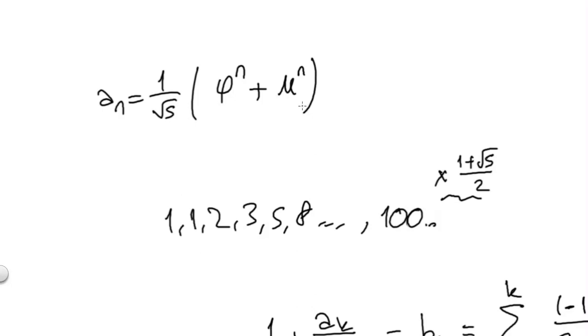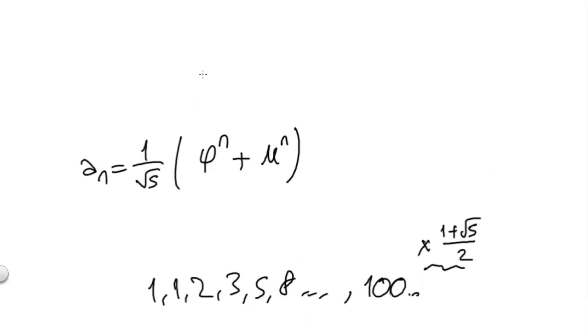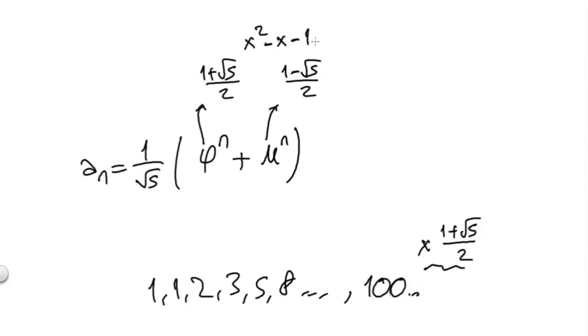So it was this thing. And I know that phi is just (1 plus square root of 5) over 2, and mu is (1 minus square root of 5) over 2. These are the roots of the polynomial x squared minus x minus 1. And I proved this thing, okay? So these are the roots of this polynomial.